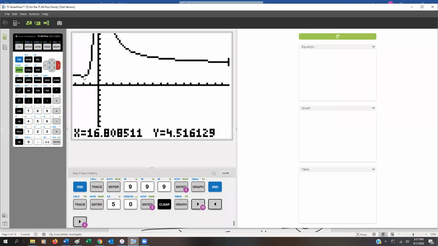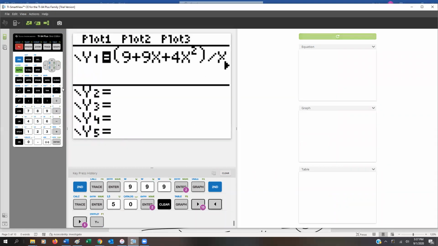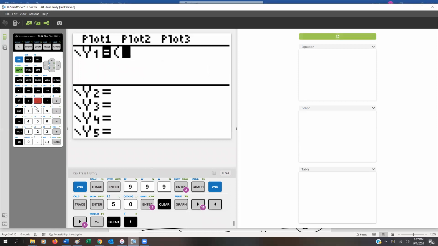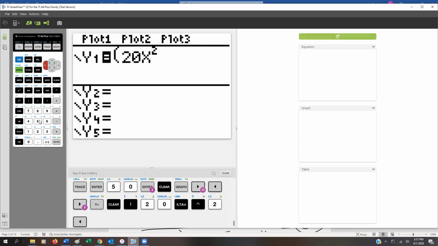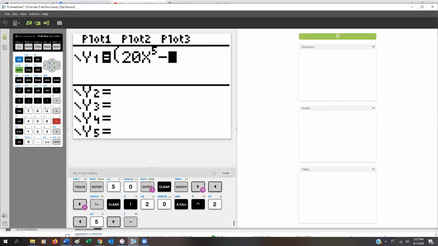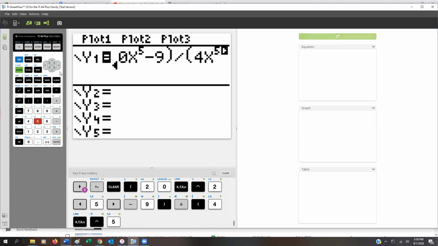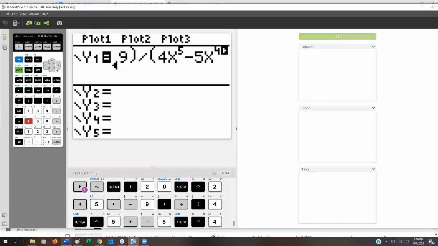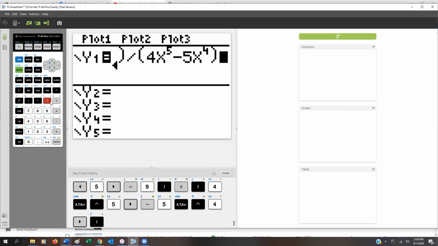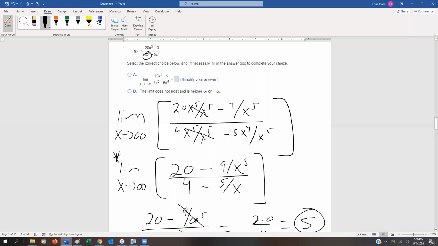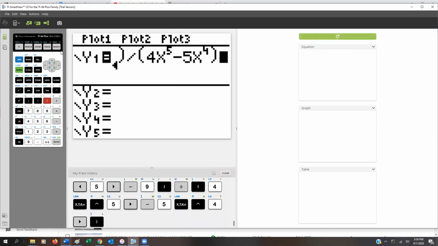So y equals, I'm going to clear this out. So we have 20x to the fifth minus 9, and then we're going to divide that by 4x to the fifth minus, I think it was 5x to the fourth. I'll verify that before we go any further. So 4x to the fifth minus 5x to the fourth, and then we're going to graph this thing.